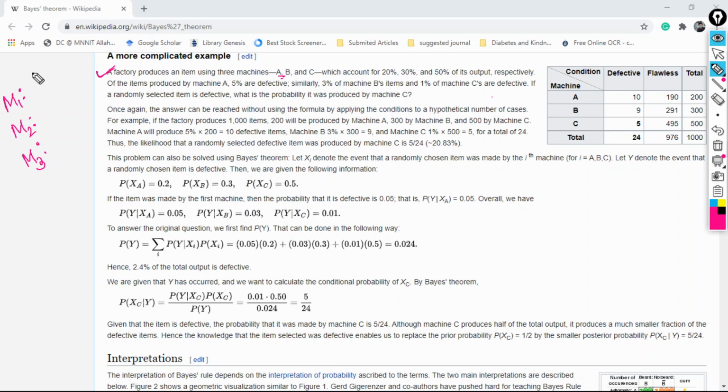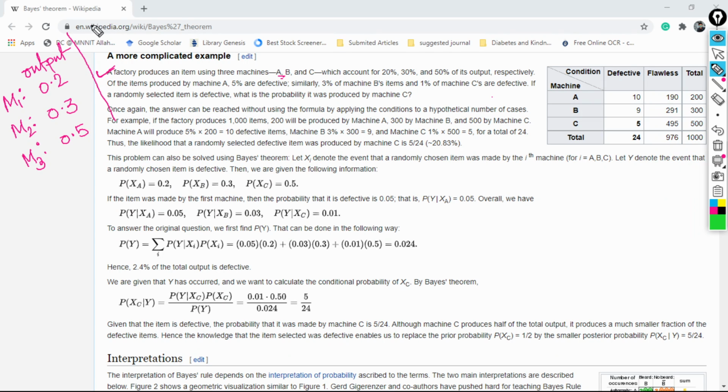So I am writing what they have actually given. The first machine output is 20%, meaning 0.2, 30% means 0.3 and 50% means 0.5. Also they have given that 5% of these machines' products are defective, 3% for machine B and 1% for machine C. So as you see, they have given the defective rates of these machines as well.